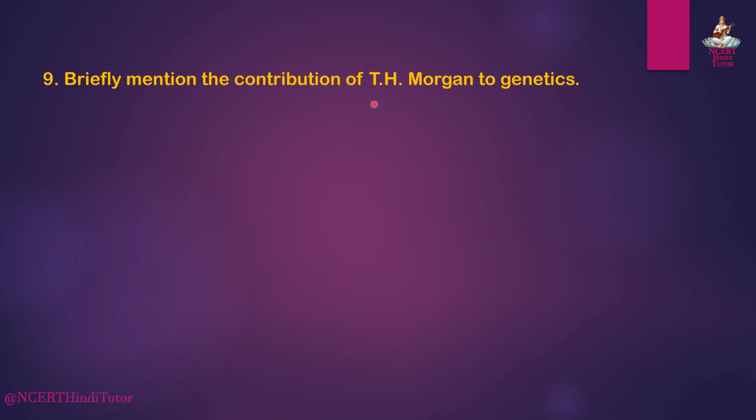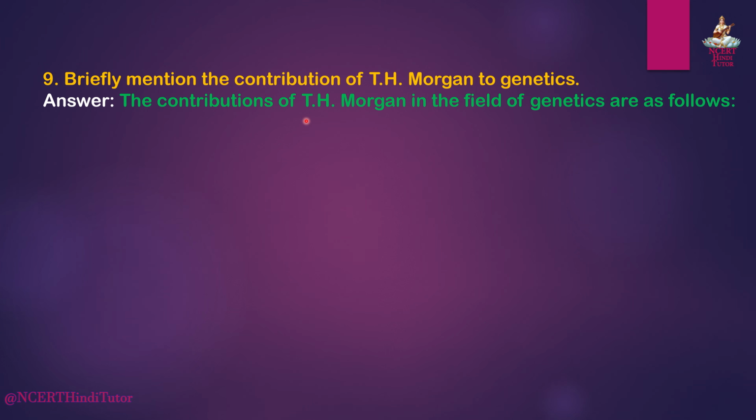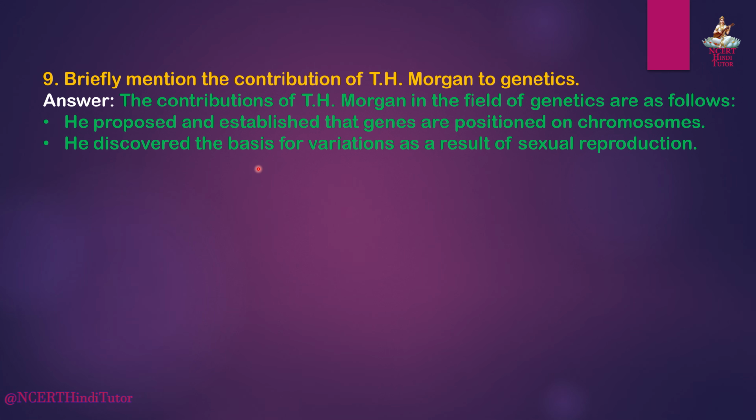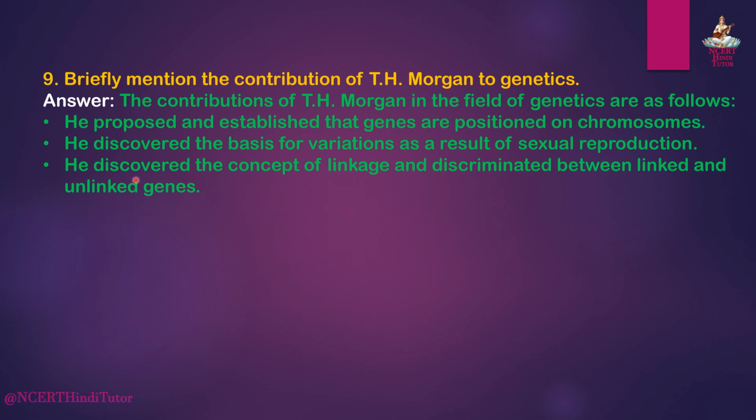Question 9. Briefly mention the contribution of T.H. Morgan to genetics. Answer. The contributions of T.H. Morgan in the field of genetics are as follows. He proposed and established that genes are positioned on chromosomes. He discovered the basis for variations as a result of sexual reproduction. He discovered the concept of linkage and discriminated between linked and unlinked genes. He stated the chromosomal theory of linkage.